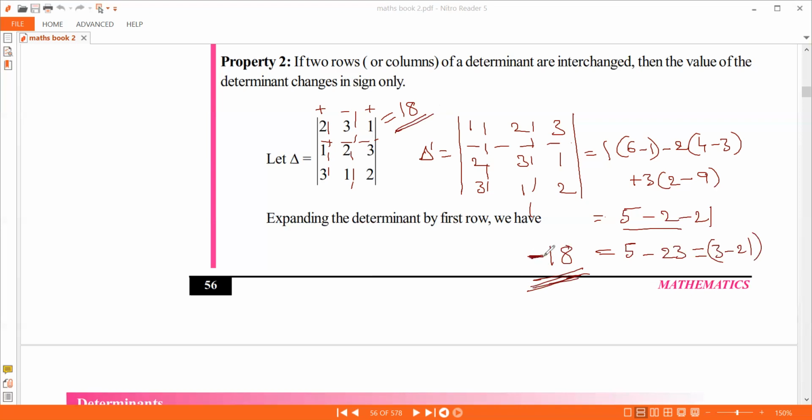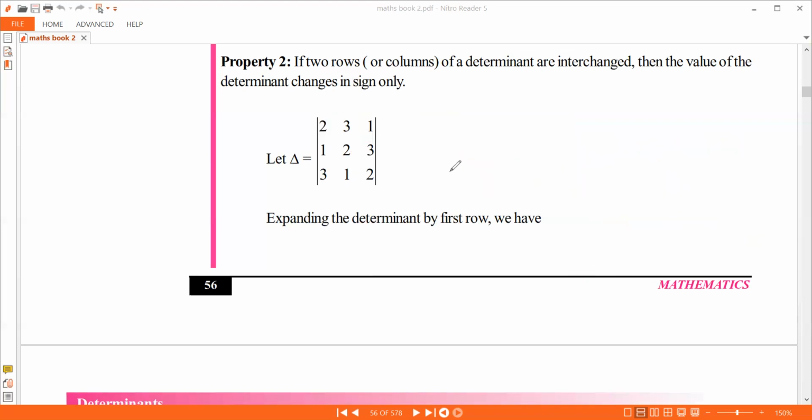Once you swap, the answer you're going to get is negative. Clear? So if I double swap, I'll get the same answer. Double swapping means I will exchange 2 times. So instead of 2, 3, 1, I'll write 1, 2, 3 first. And 2, 3, 1, I will shift to the bottommost. So 3, 1, 2, I will bring it on the top.